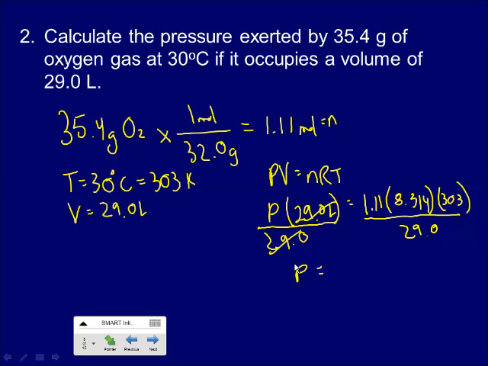Taylor, you got a number? 96.4. Looks like three significant digits. 96.4 unit. Yep, kilopascals. We got supporters on that? Excellent.